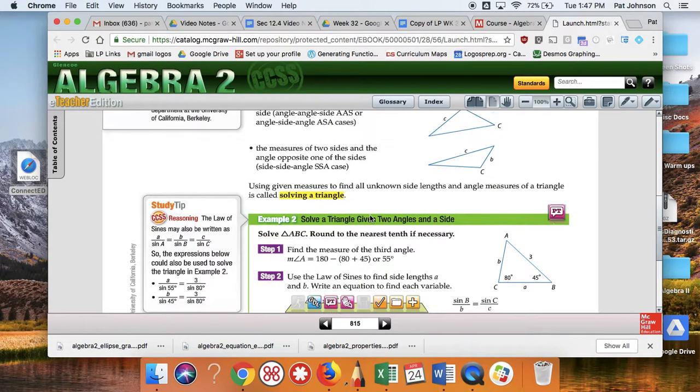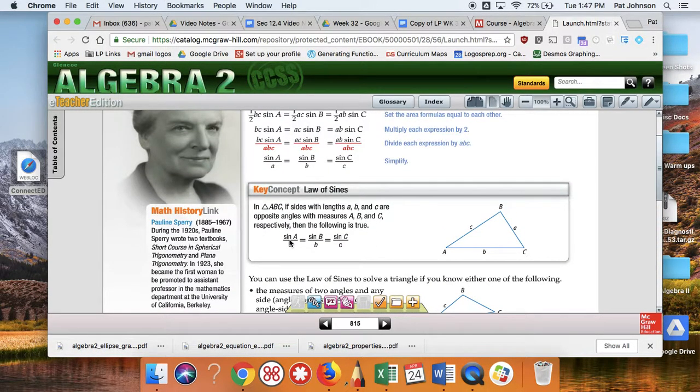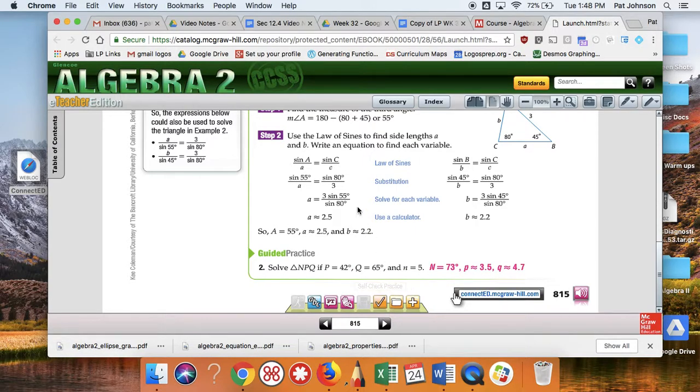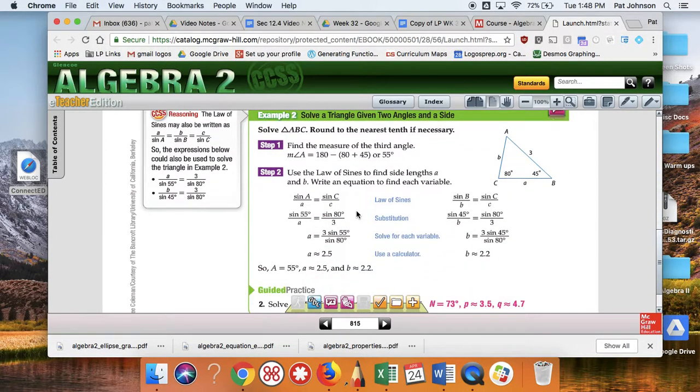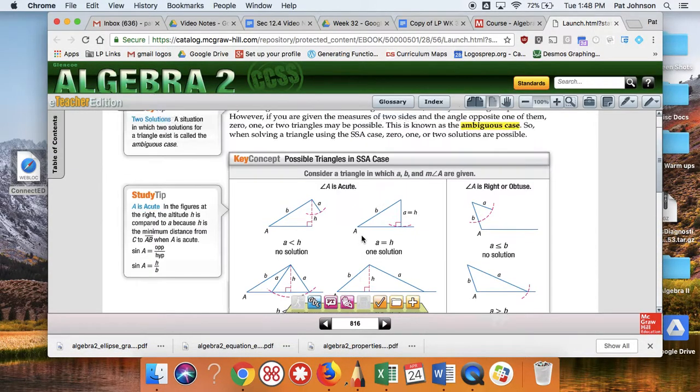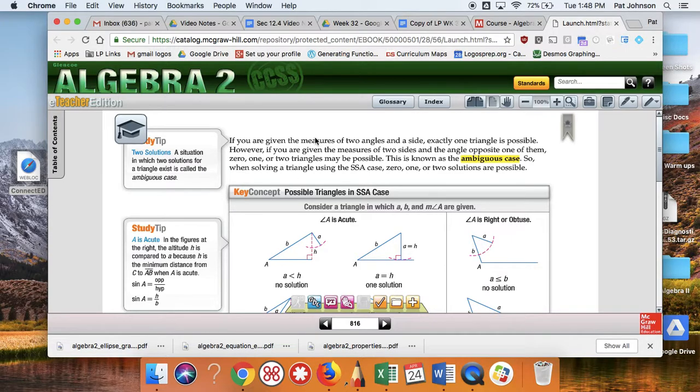Okay, pretty simple, pretty straightforward. Just got to know the law of sines. So sine of angle A divided by the side opposite, which we call little a, is equal to the sine of B divided by the side opposite, which we call little b, which is also equal to the sine of C divided by the side opposite, which we call c. You can use any of these combinations to find your missing parts of the triangle. Now, that's when you're given two angles and a side. That's a no-brainer.